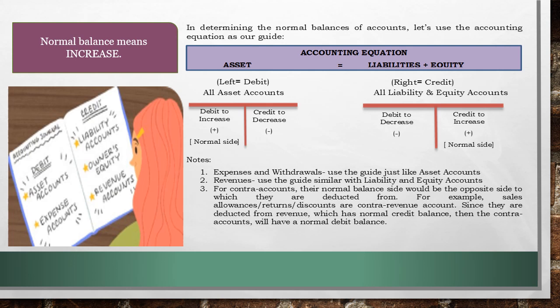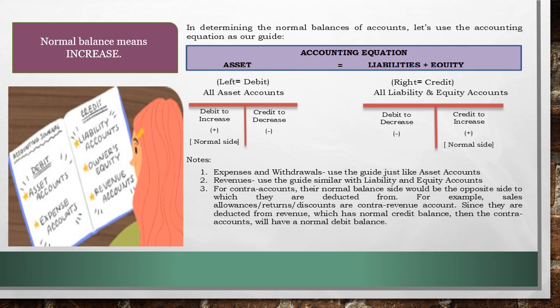So, using the T account, for all asset accounts, the left side of the T account is the debit, and the right side is the credit. If there are some increases of asset, you have to place that on the debit side. But if there are some decreases on the different assets, you have to credit. Take note, class, normal balance is the normal side of the asset, which is debit.